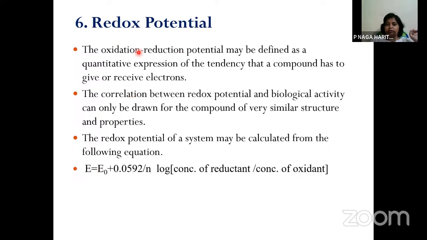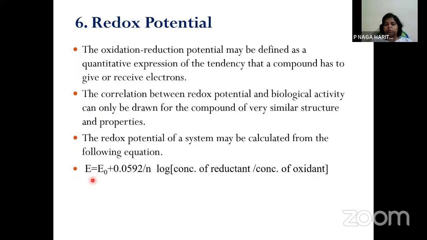And then the next one is the redox potential. The redox potential is nothing but the oxidation and the reduction reactions together. We call it a redox. So the oxidation reduction potential may be defined as a quantitative expression of the tendency that a compound has to give or receive electrons. So the ability of a compound to either donate or receive electrons is called a redox potential. The correlation between redox potential and biological activity can only be drawn from compounds of very similar structure and properties.